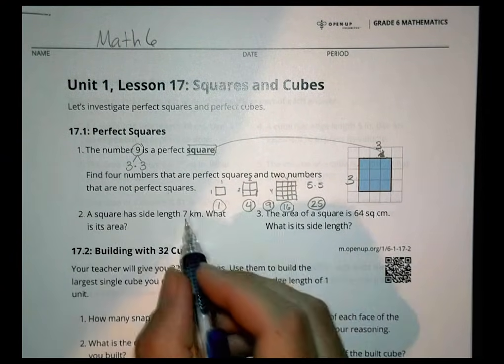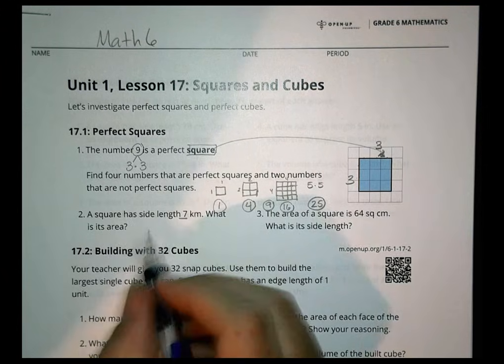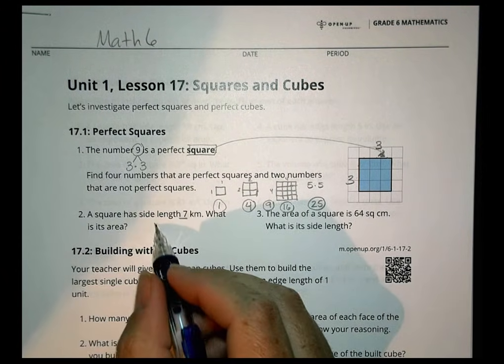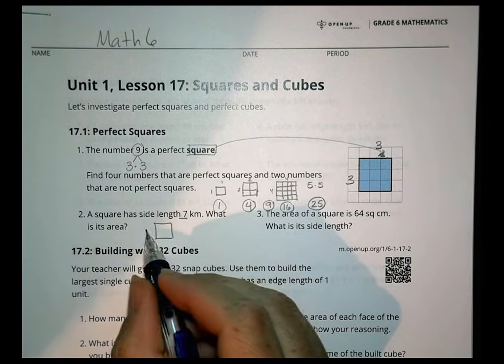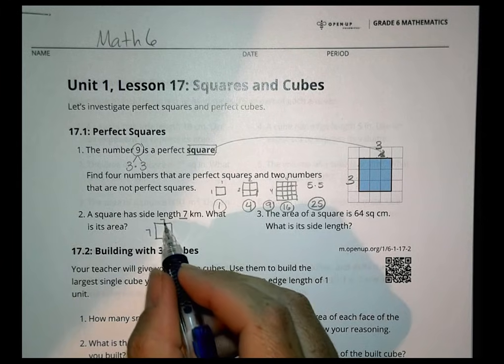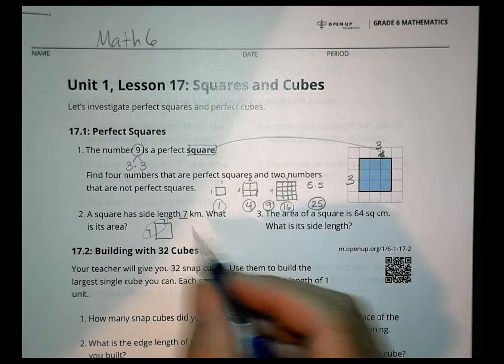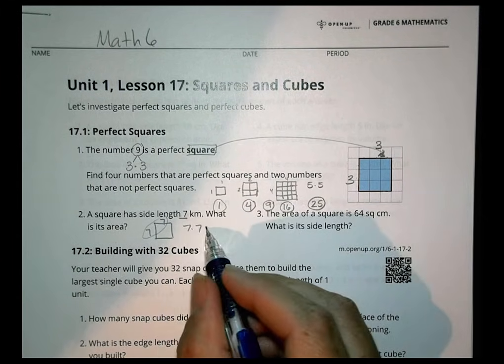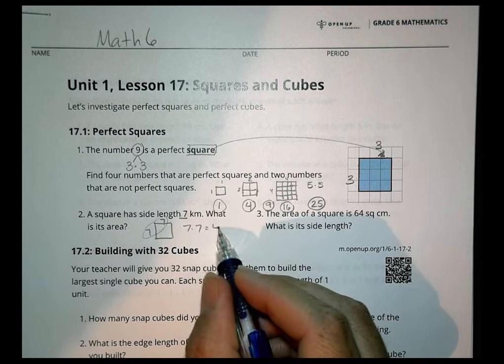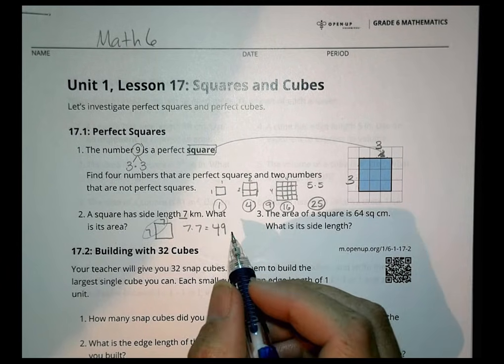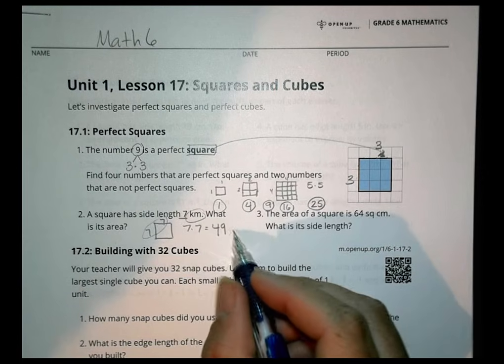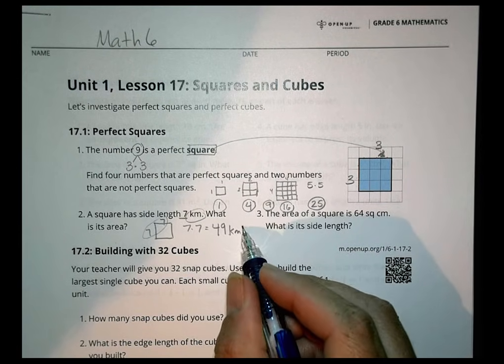A square has a side length of 7. What is its area? Because it's a square, we know that each side has a side length of 7. And so 7 times 7 would give me the area, and 7 times 7 becomes another perfect square number, which is 49. And it's kilometers, so we'd say 49 square kilometers.